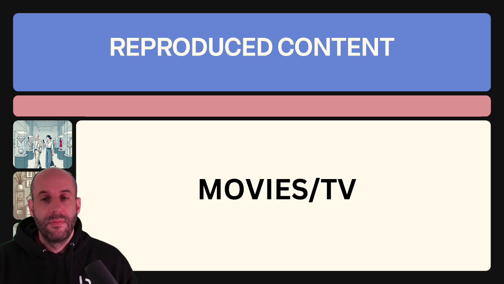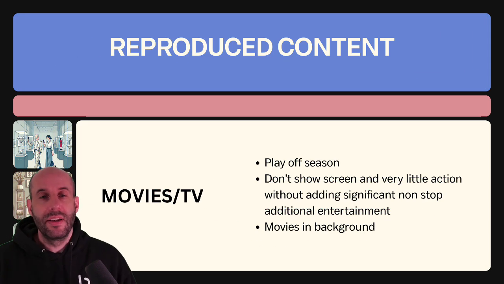Reproduced content. So this covers movies and TV. It's playoff season right now, but there's often sporting events or major TV events going on. If you have them in the background and you show your screen and you're not adding anything to it, then there's a violation there. Same with movies in the background. Try to avoid copyrighted content at all costs in your streams.